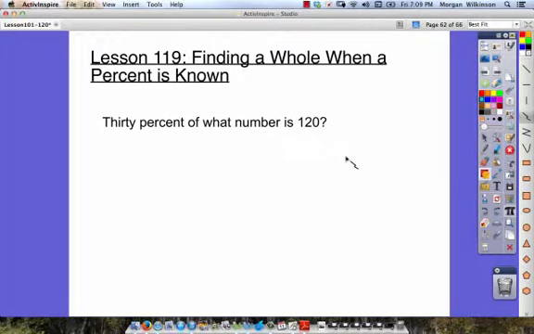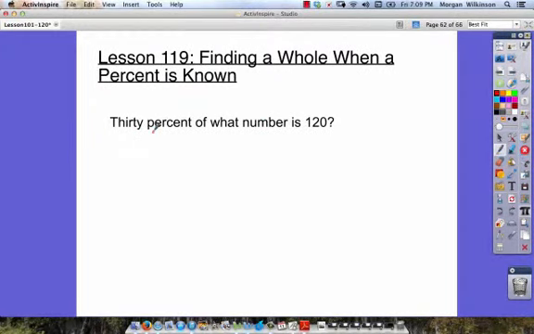Lesson 119 is about finding a whole when a percent is known. And our first question says, 30% of what number is 120? Now for this problem, it's very helpful to take our percentages and make them fractions. So percents always mean out of 100, so 30% must be 30 out of 100, which can be reduced to 3/10.